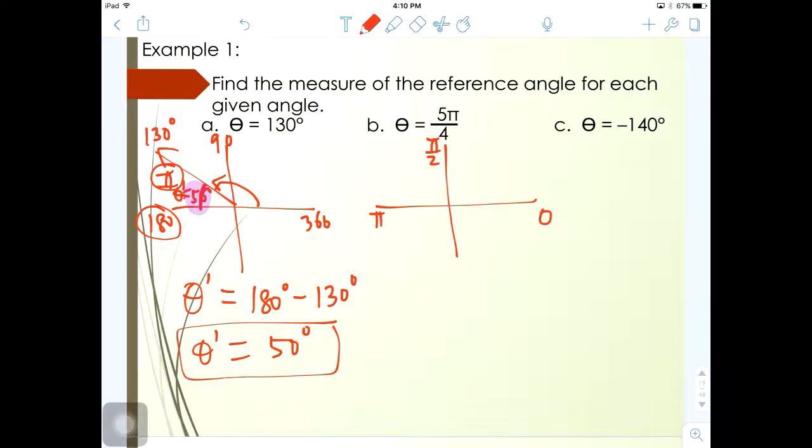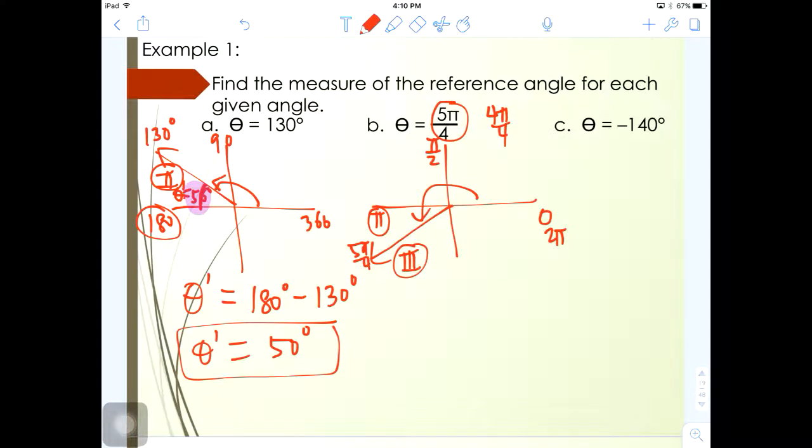180 is actually pi, and then back to 2 pi for 360. So 5 pi over 4, the angle. It is a little bit more than 4 pi over 4, because 4 pi over 4 is pi, right? So I know that the angle is more than pi, and it's going to be somewhere over here. So here is 5 pi over 4, right? So the angle from here to here, and guess what? That is in quadrant 3.